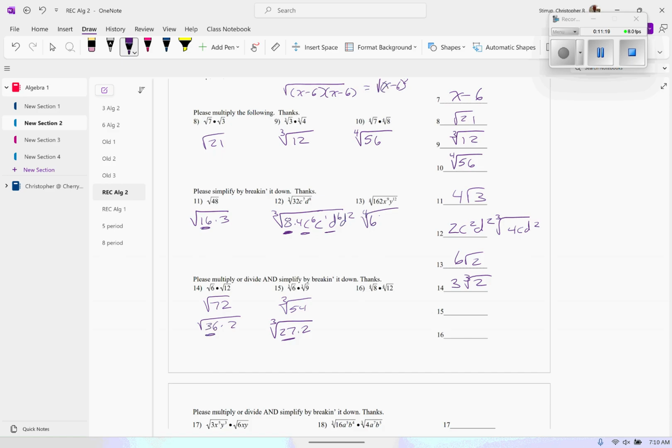Let's see. Can I break 162 down? Yeah, it's going to be 81 times 2. And then x to the 8th, x to the 1st, y to the 12th. All right, so this is going to give me, I have to shift everything down. So that's going to give me 3x squared y to the 3rd, and then fourth root of 2x.